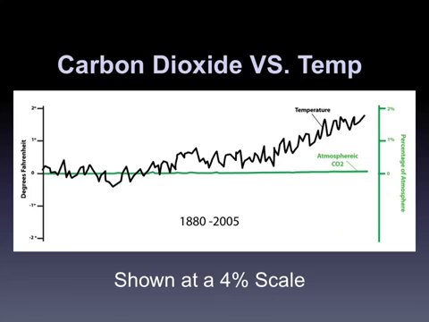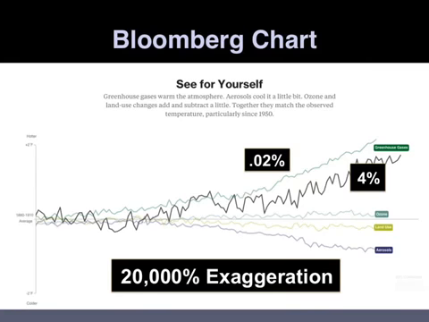This is what the chart should look like if you're showing both CO2 and temperature at the same scale, which in this case is about 4%, plus with a properly labeled y-axis for both graphs. All of a sudden the correlation is gone. I don't know about you, but exaggerating the data by 20,000% to show a correlation seems just a little bit fishy. These types of graphs are basically just propaganda.